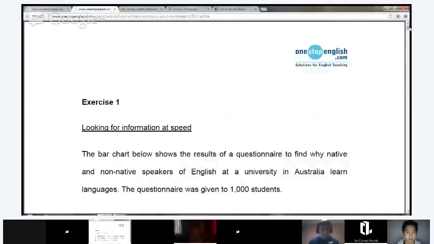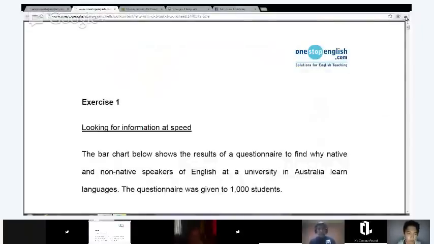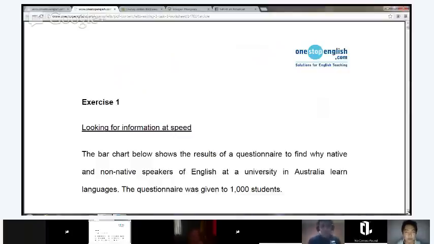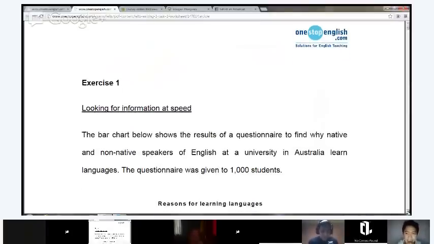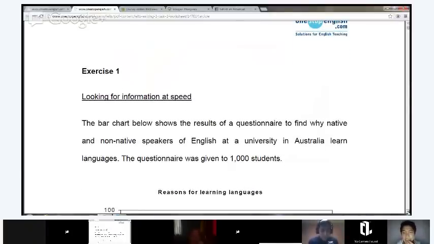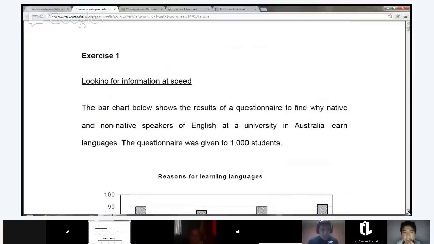Does this need to be bigger for you guys, or is it big enough? It's big enough. Okay. So I don't know if we're going to get through everything, because there are about 10 exercises on this, but we'll do as much as we can in the time that we have.